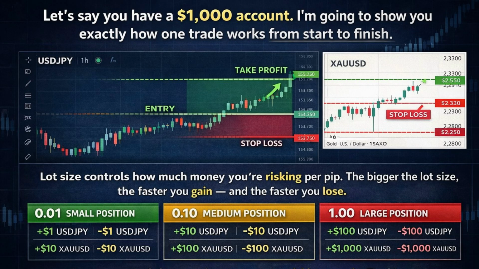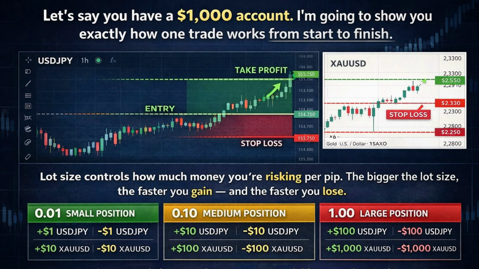Let's just say you enter in USD JPY at a 0.01 lot size, which is 10 cents per pip. So for every pip, you're going to get 10 cents. For every 10 pips, that's going to be $1. Now, on gold, it's going to be 10 cents for every pip. I'm saying pip just to keep this simple, but it's a tick. So for every tick, it's going to be 10 pips in that tick.